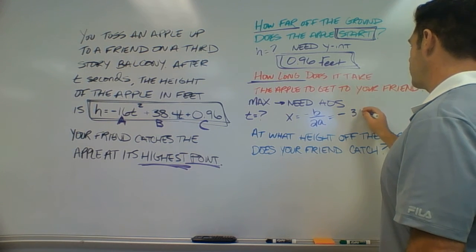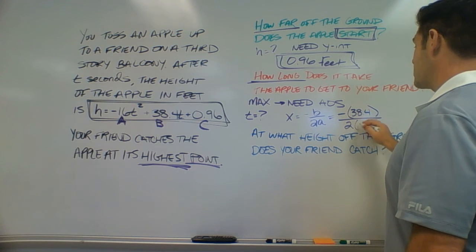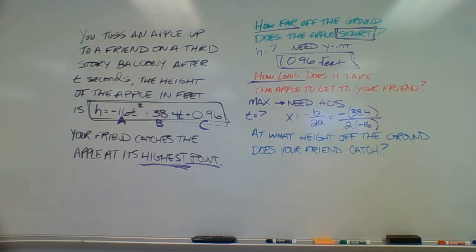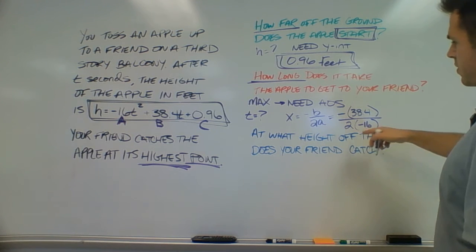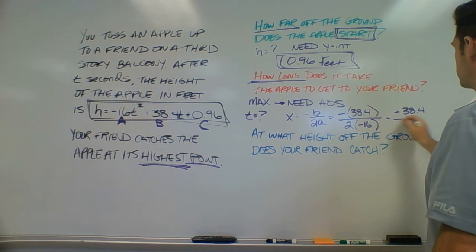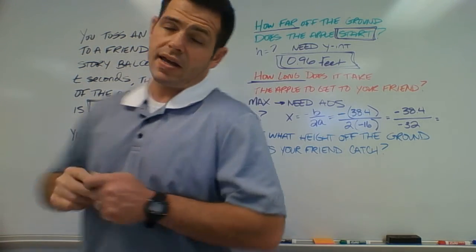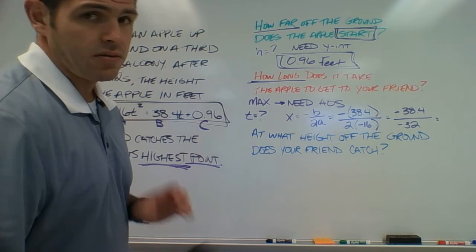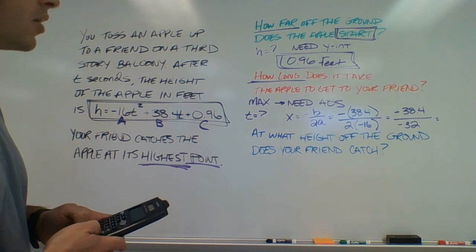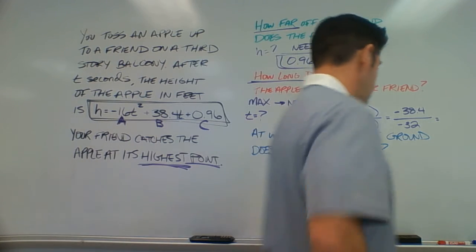B value here is 38.4. And a value here is negative 16. Got to be careful to make sure we spend some time here with these negatives as well. Clear some things up. 2 times negative 16 on the bottom would give me negative 32. I have a negative divided by a negative. I have a 38.4 divided by a 32, so I'm going to definitely have to grab a calculator. And when I do that, 38.4 divided by 32, I'm going to get 1.2 as my answer.